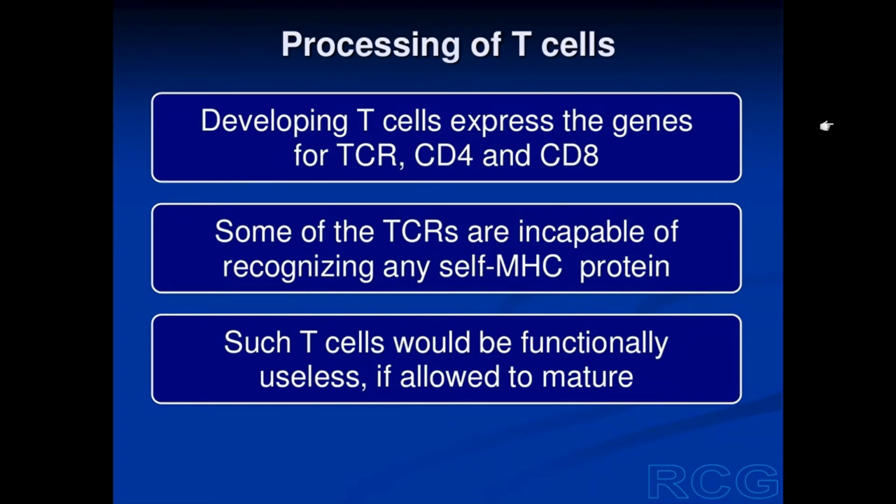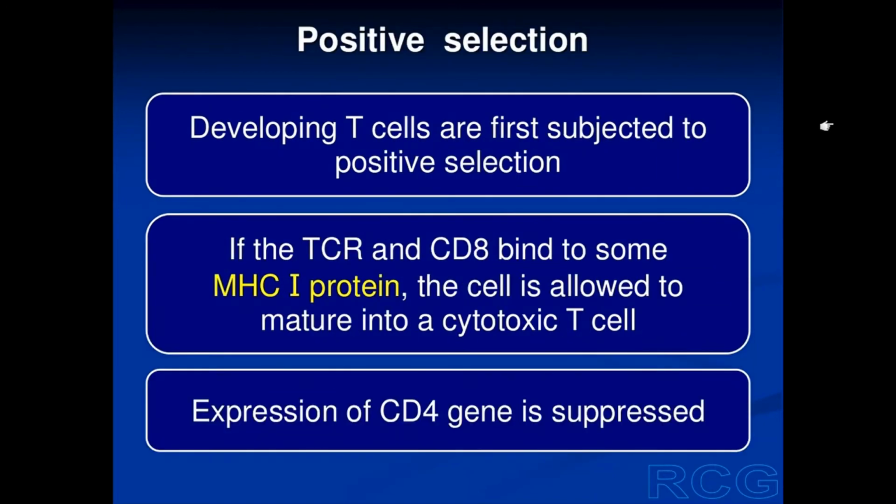The processing of the T cells: here the developing T cells express the genes for the TCR, CD4, and CD8. Some of the TCRs are incapable of recognizing any self-MHC proteins. Such TCRs would be functionally useless if allowed to mature and develop. And then here is the positive selection.